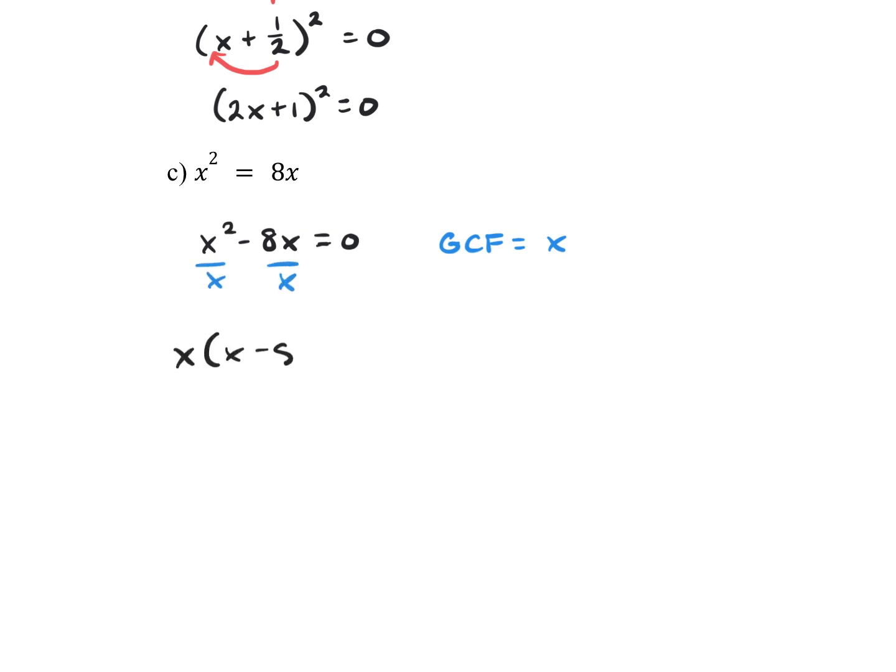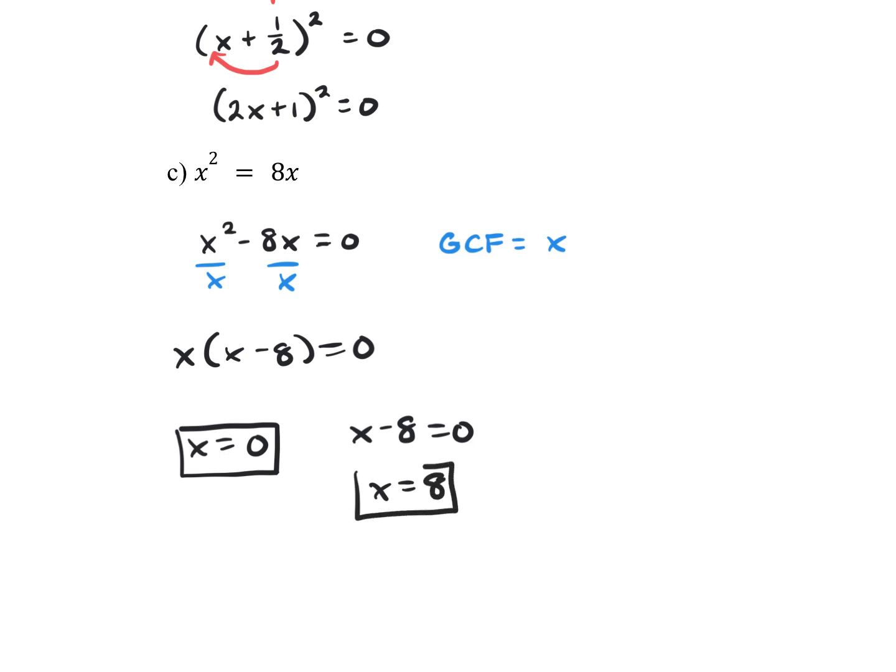Make sure you have it out front because it is a factor. And any factor with a variable has a solution. So x is a factor, so when I set it equal to 0, it becomes a solution. And then I set my second factor equal to 0 as well, and that gives me a second answer. So here I have two solutions, again, 0 and 8.